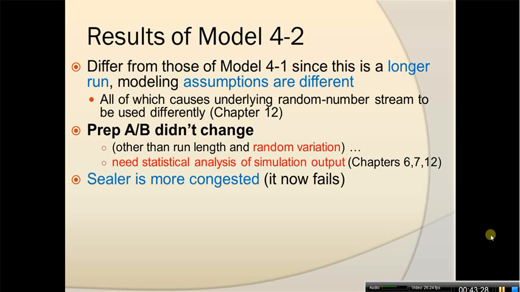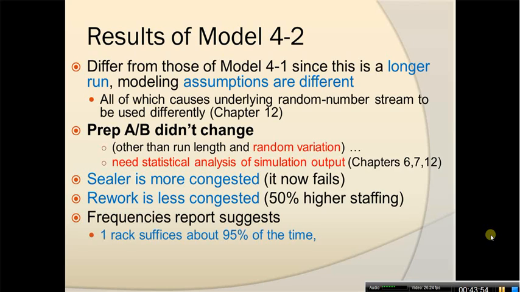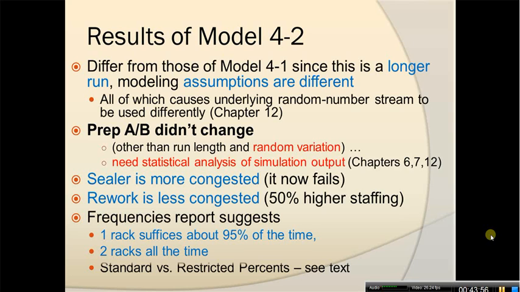But if you compare the sealer, the output shows that the sealer is more congested, and this is very logical because we introduced sealer failures. Rework is less congested because we have 2 shifts, and the second shift we have a higher capacity, 50% higher capacity. So the frequencies report also told us that the 2 racks will work all the time, so we at most need 2 racks.